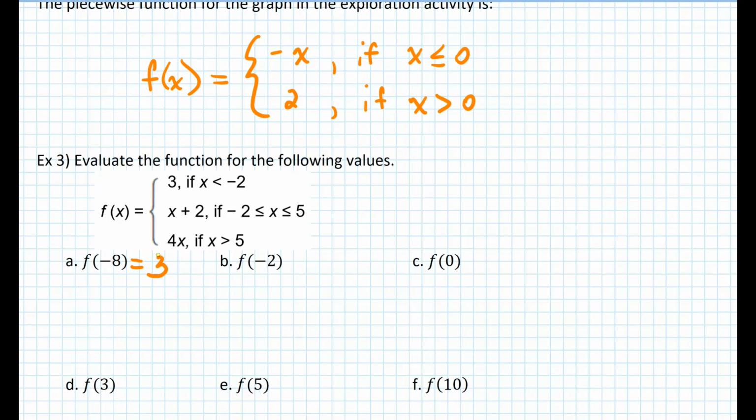Right. Then we have f of -2. -2 falls in which of the domains? In the middle one. So this one, we actually have a variable in the equation, so we're going to plug it in. So replace x with -2 plus 2. That means that f of -2 is equal to 0.